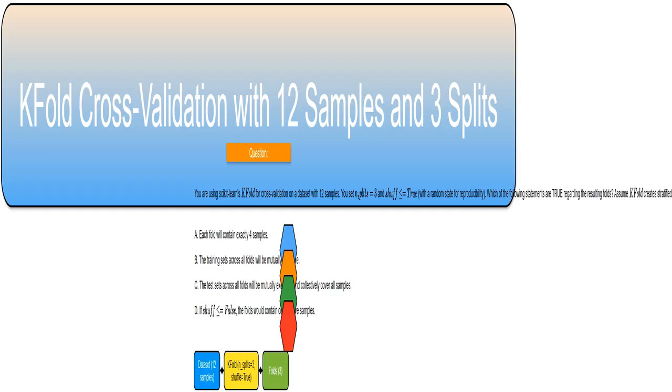This is the quiz question. We'll figure out which statements are true or false about the way the data has been split. Because I have 12 samples and 3 folds, ideally each fold would have 4 samples. 12 divided by 3 equals 4.